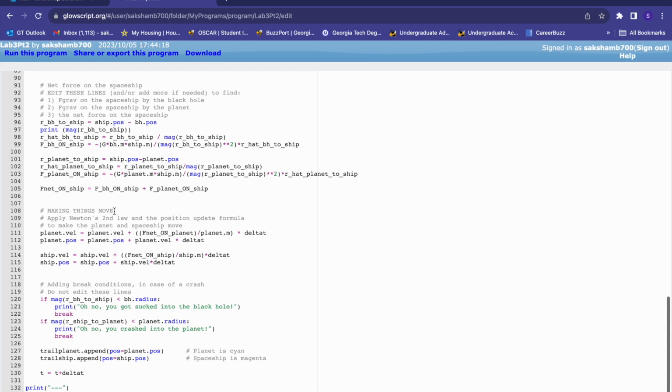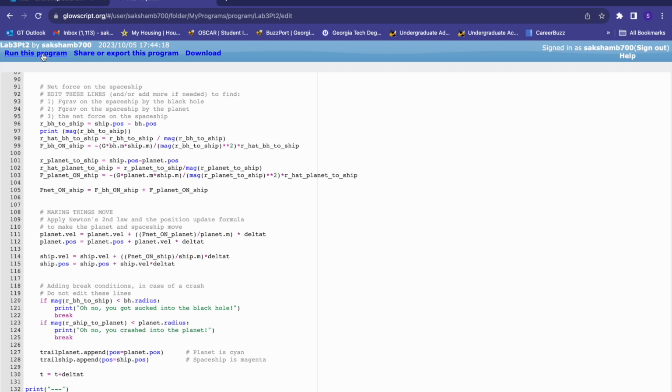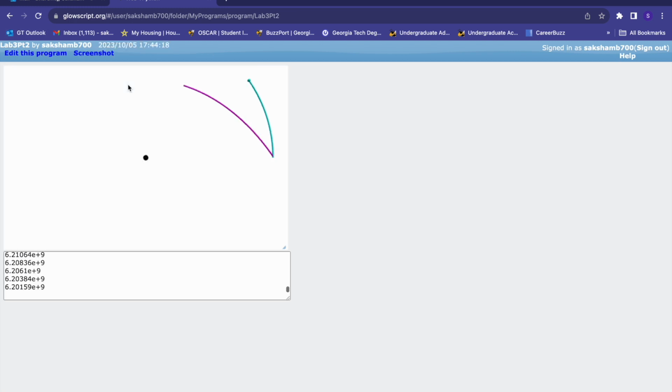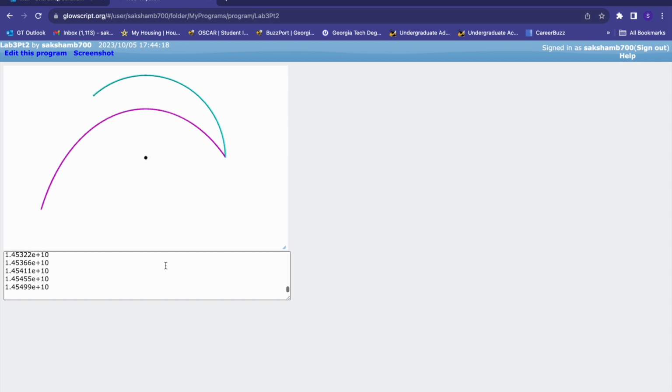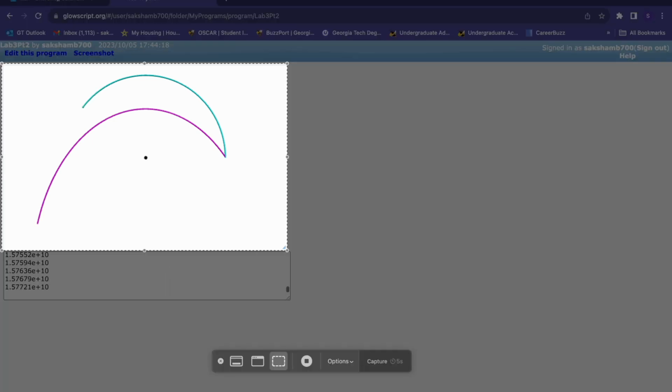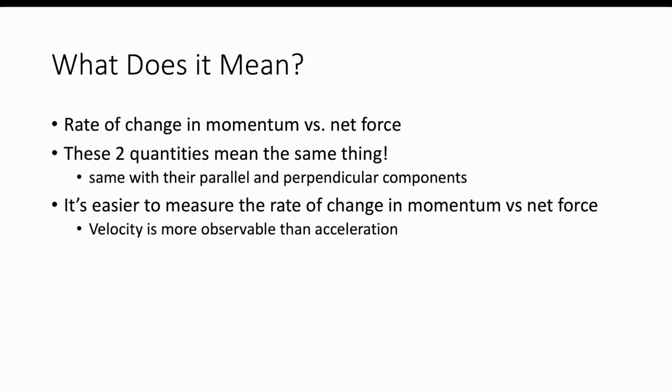So here's the loop of the calculations, and if you look over here, if you run this program, the cyan being the spaceship and the purple line being the planet, as you can see, the spaceship successfully escapes the black hole's influence, and everybody survives, and we all have a great day. I'm just gonna wait for this to finish. There we go, we're done. We're saved.